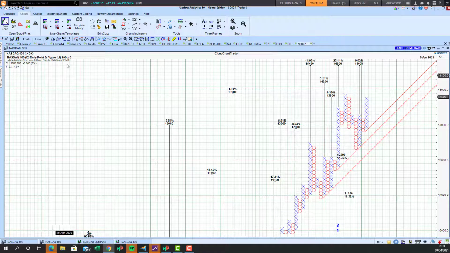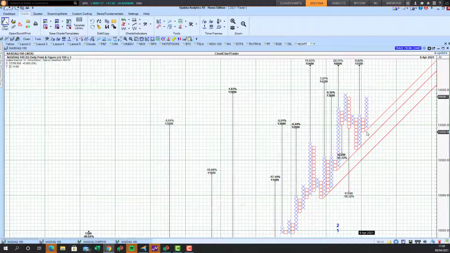I've got the 100 by 3 point and figure chart. That means the box size is 100, the reversal size is 3. So if we look at the sell-off in this trend here, when the NASDAQ reversed, it had to reverse its downtrend by a positive move of about 300 points, and that would reverse from this O, which is a downtrend, to an uptrend, and that's how we mark with these X's. Shows the upside. So each box here is 100 points.